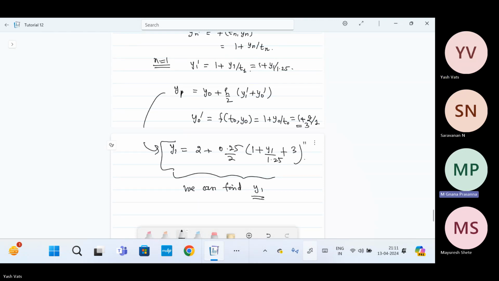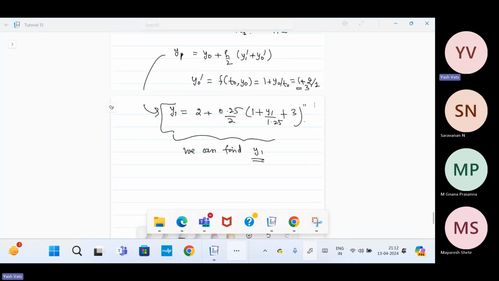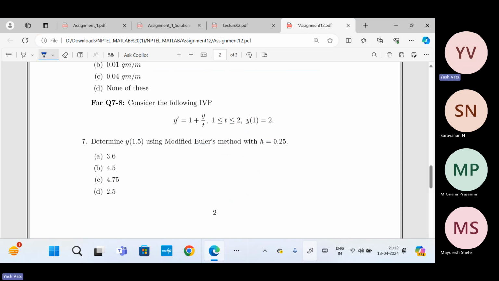It's not a quadratic equation. You bring y1 to the left hand side, solve for y1, and find the value. That is the modified Euler method. And we have the next one.